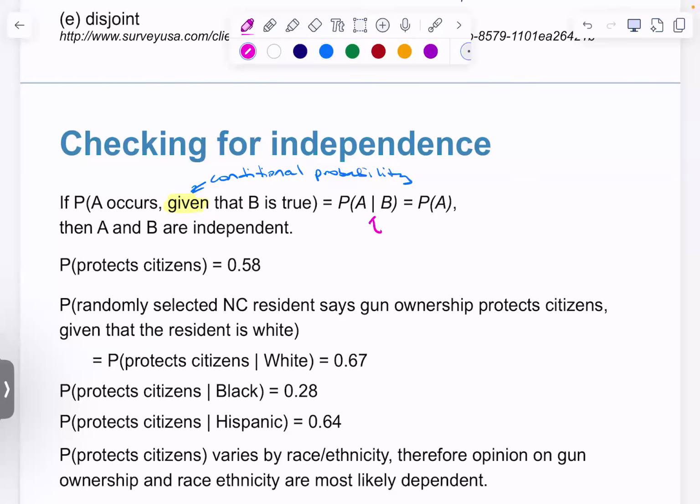And this vertical line, you read it as "given." So the shorthand of the probability that A occurs given that B has already happened or B is true looks like this: the probability of A given B. Now, if A doesn't care about B, then it's independent, which means that it's just going to be the probability of A.